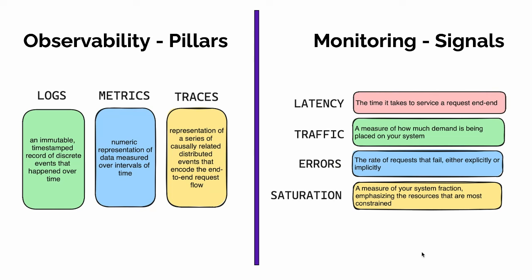Traffic measures how much demand is being placed on your system. This is usually your transactions per second. And errors: based on the number of transactions coming in, how many requests are failing with errors that are explicit or implicit. An explicit error is something that we get from a REST API, like a 404 or 401 or 403. And an implicit error is a kind of business error where we are not able to find the data in the database, which we usually send in the body of the message.